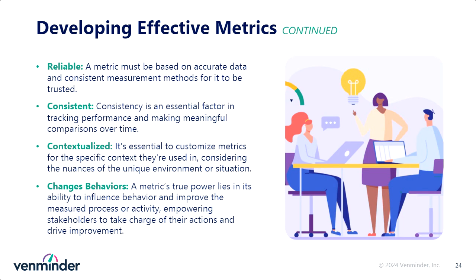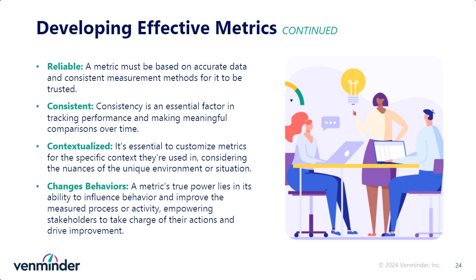Another attribute of an effective metric is it's always reliable, so it's based on accurate data and we're using the same measurement system each time, which adds to the consistency, right? We want to make sure that we're using that same metric over a period of time. We don't change what we're measuring in the middle of the game and expect people to understand what they should feel or do. Context is really important.